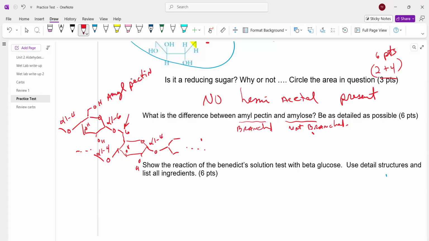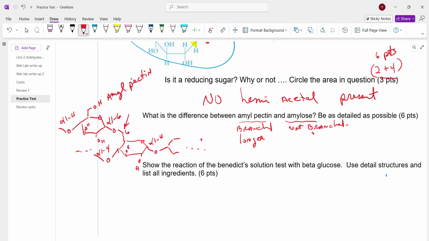So basically for amylose, this top part is missing. That's the difference. Also, amylopectin is much longer than amylose. Sometimes it can be thousands of glucoses long, a very large molecule.